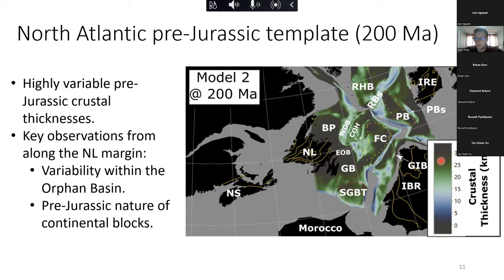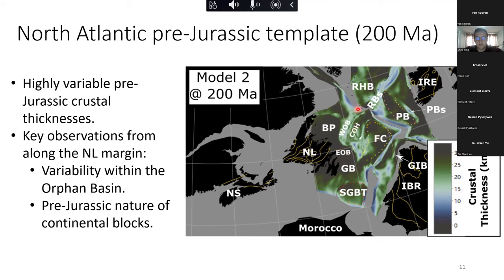One of the things I'm going to focus on for the rest of this talk is the Newfoundland margin, this area that I'm outlining with my laser pointer right here. One thing that's probably fairly obvious is that there are highly variable crustal thicknesses in the pre-Jurassic plate of the Atlantic. In particular, if we focus on the Newfoundland margin and look at the Orphan Basin, which is this area I'm highlighting right here, we can see there's a lot of variability. For example, in the West Orphan Basin, we can see this northeast-southwest trending area of relatively lower crust right here.